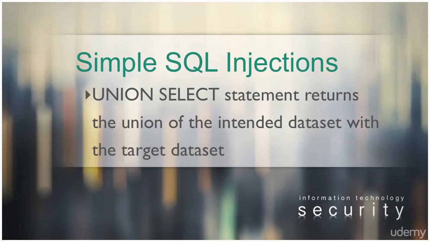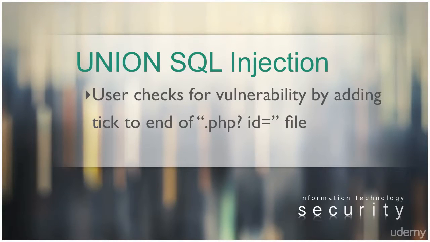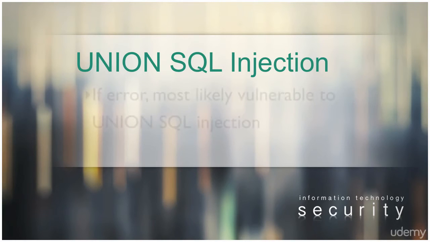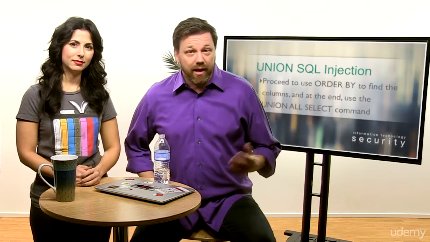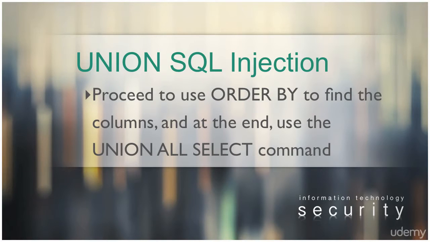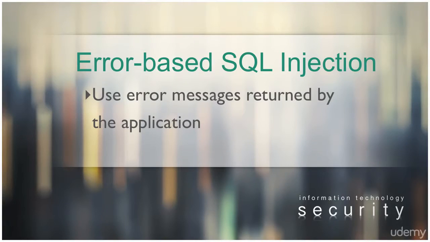Attackers inject statements that are always true so that queries always return results upon evaluation of a WHERE condition. Union select statements return the union of the intended dataset with the target dataset. The user then checks for the vulnerability by adding a tick to the end of a .php?id= file. If it comes back with a MySQL error, the site is most likely vulnerable to union SQL injection. Then he proceeds to use ORDER BY to find the columns, and at the end he uses the UNION ALL SELECT command. The attacker can make use of database-level error messages returned by the application.